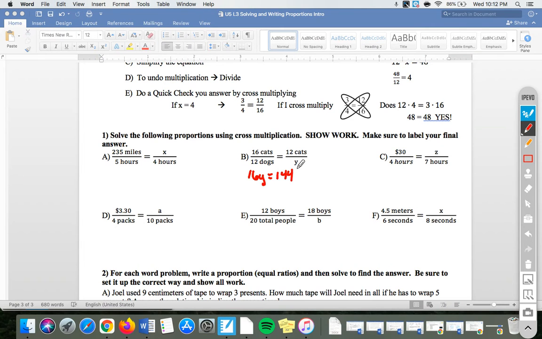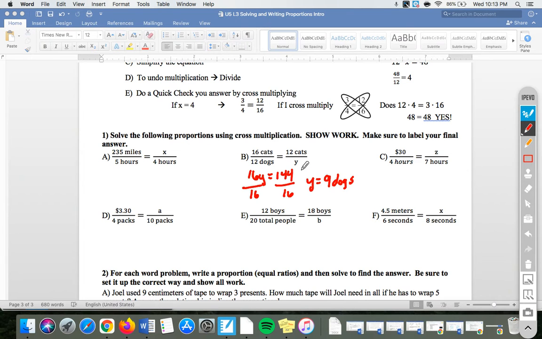144. So then I'm going to solve this by solving for Y, and the opposite of multiplying by 16 would be to divide by 16. So I cross multiplied, and now I'm dividing by what is with Y. So Y will be equal to 9, and I can label this because I know that cats were on top, dogs are going to be on bottom, so that's going to be 9 dogs for my answer there. So there is an example of solving using cross multiplication.